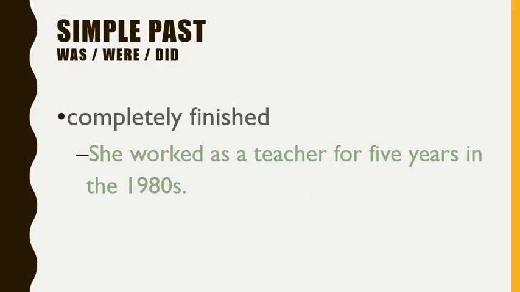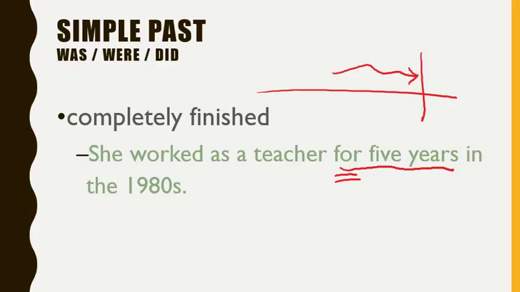Action that is completely finished. So it could be over a long period of time, but it has to start in the past and also end in the past. Our sentence here says, she worked as a teacher for 5 years in the 1980s. So for 5 years tells you that it's a long period of time. And remember, when we were talking about the present perfect tense, the word for often signals present perfect tense, that something has happened over a long period of time. But that's in cases when on the timeline the event for 5 years is coming all the way to today. In this case, it tells you that it happened in the 1980s.